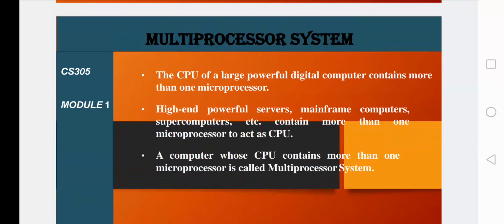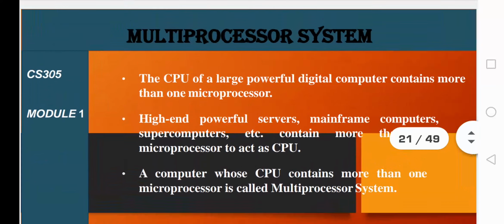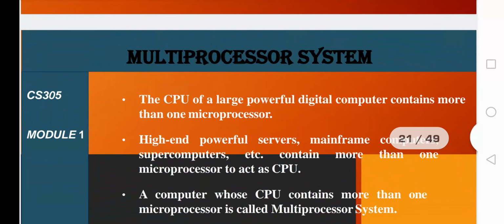Then what is a multiprocessor system? Okay, the multiprocessor system is a large powerful digital computer system which consists of more than one microprocessor. So here more than one microprocessor will be used, and this combined or cooperative set of microprocessors can be called a CPU.